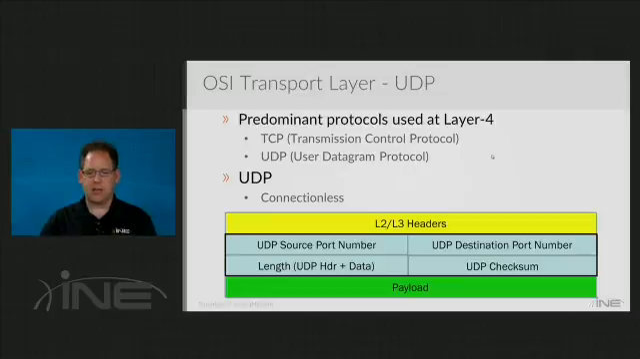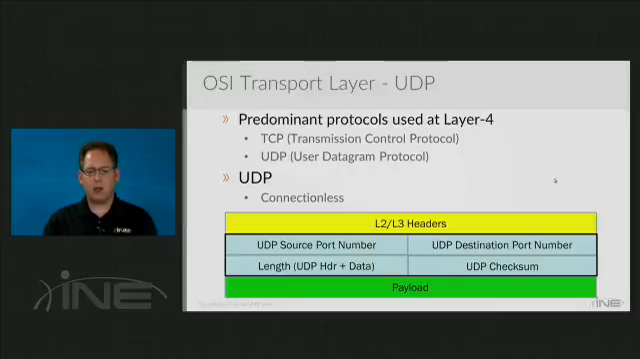DNS, we've also talked about that, uses UDP port 53. Now DNS technically can also operate with TCP, but you're not going to see that very often. DNS is usually thought of as a UDP protocol, but it can operate with TCP. But most of the time we think of DNS as UDP-based, port 53.